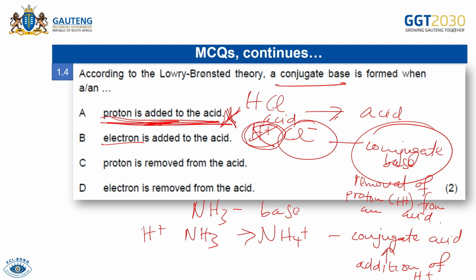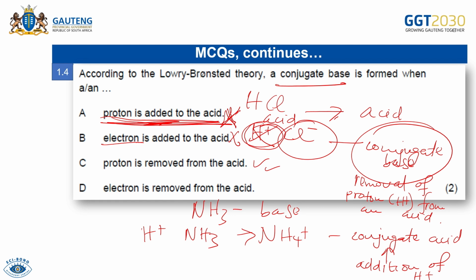Of protons. So if we don't talk of electrons here, but we talk of what? Of protons. So this one is also out. Proton is removed from the acid. Yes, we do. We remove a proton from an acid according to Lowry-Bronsted. We don't add a proton to an acid. Okay, so this one, it's a correct word statement, right? But does it answer the question?